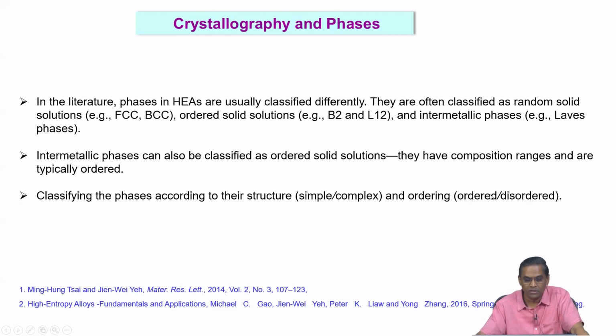All these terminologies are not new. The question here is, we are not going to have a unary or binary. We are going to have a multiple component or multiple principal elements alloy. They have different names given in the literature, but we will see how to understand all of them.